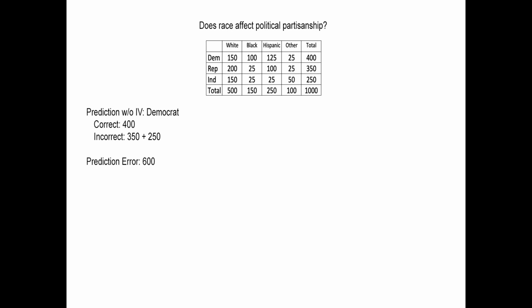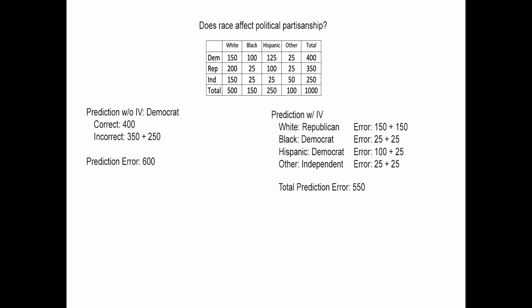If we didn't know the independent variable, we would look at the final column for total. We would guess that a randomly selected person would be a Democrat because we'd be correct 400 times, which is the modal category. That also means, however, that we'd be incorrect 600 times. We'd be incorrect 350 times for Republicans and 250 times for Independents. Can we improve that prediction by knowing the independent variable? Once again, we're going to do the same thing except using full information from the table. We're going to make predictions for each category independently.